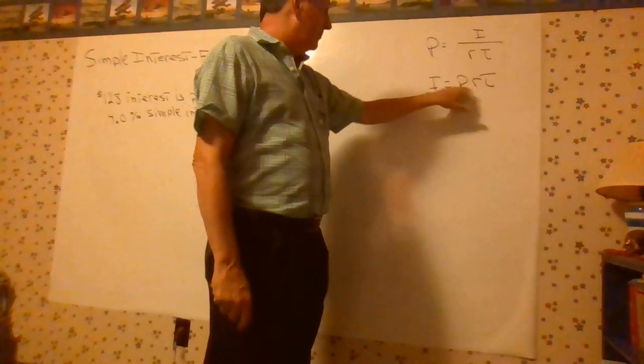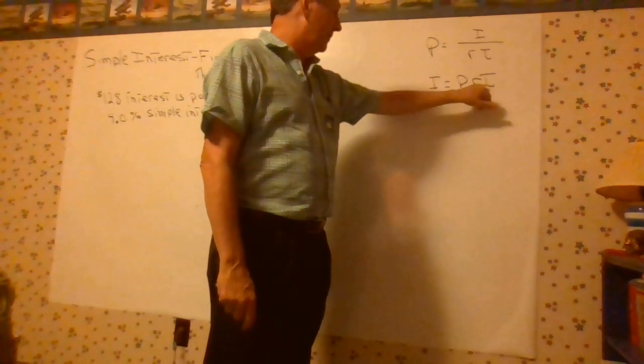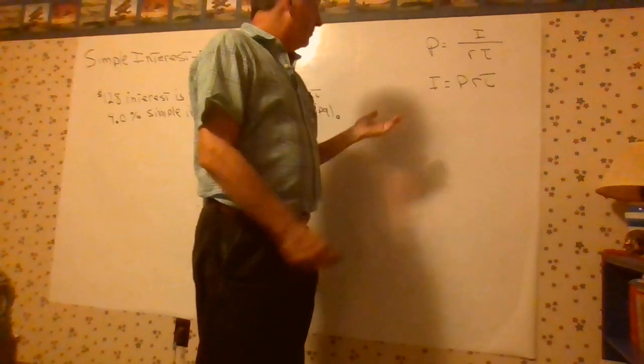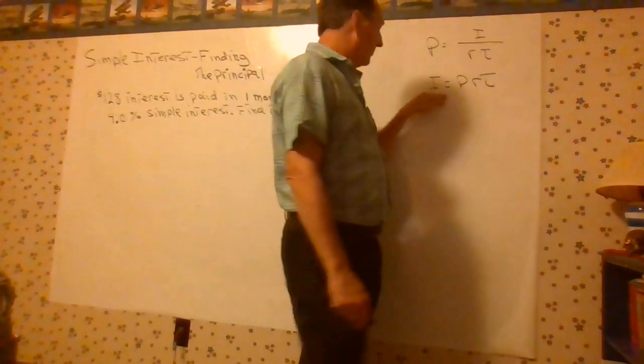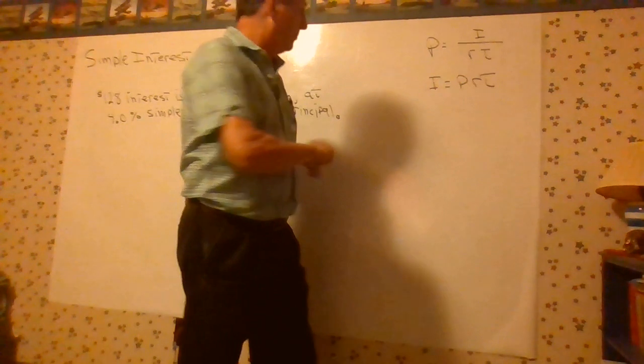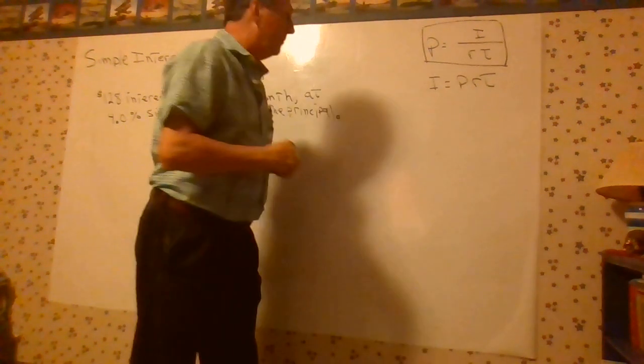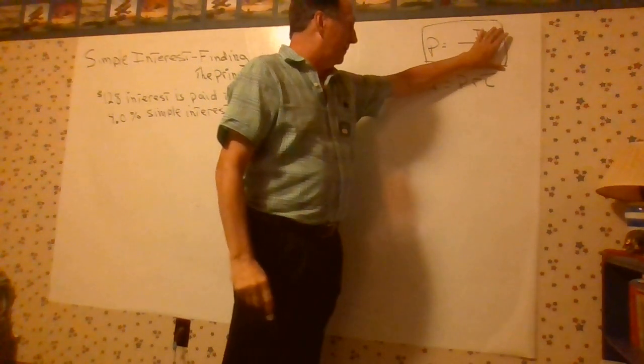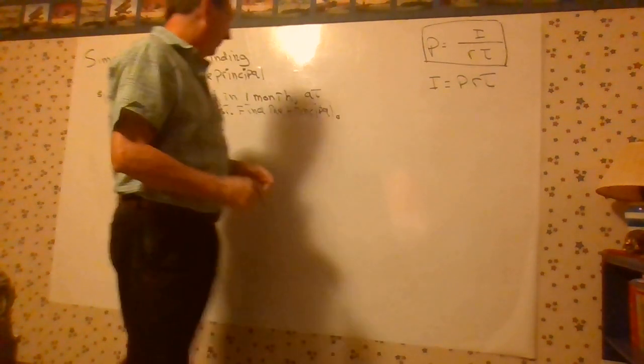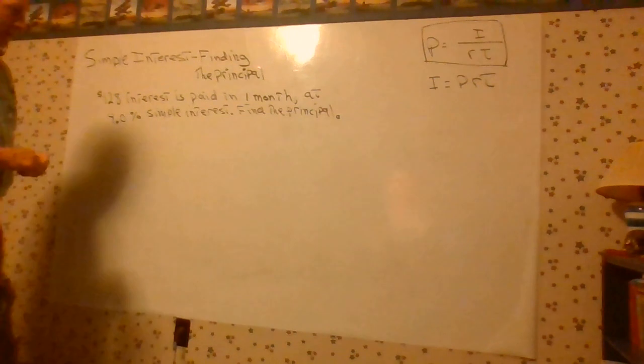We could substitute and solve for P, plug in R, T, and I, solve for P, or we can just divide by RT on both sides once and for all and develop this one formula. And that way we can just calculate, substitute I, R, and T, use a calculator, and we have P for an answer. So that's what we're going to do.